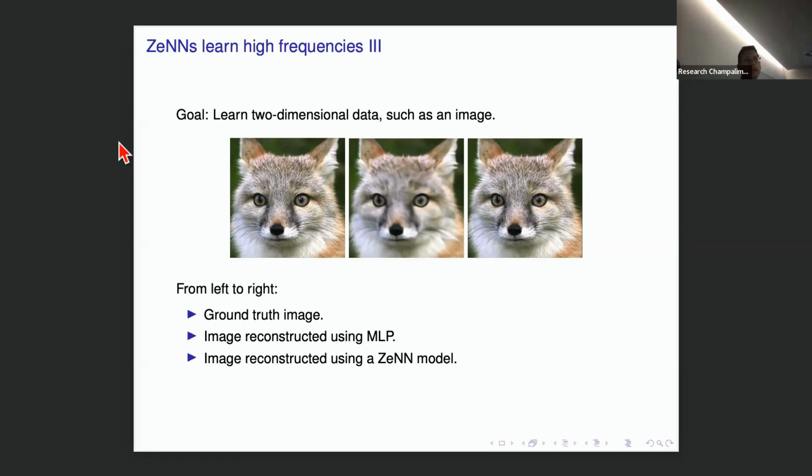So in all these cases we used deep networks, but we just used ZeNN layers in the first two layers, sorry. No, first layer. Thank you, João. Just in the first layer.